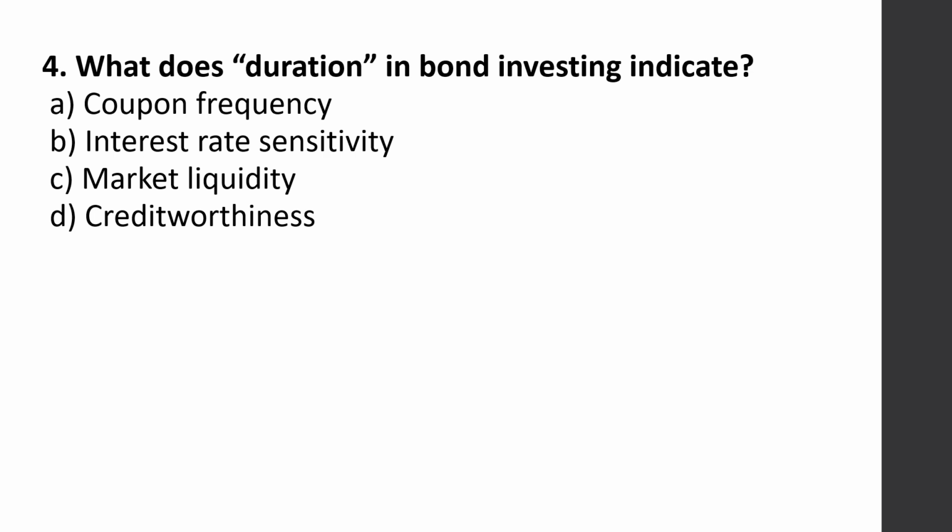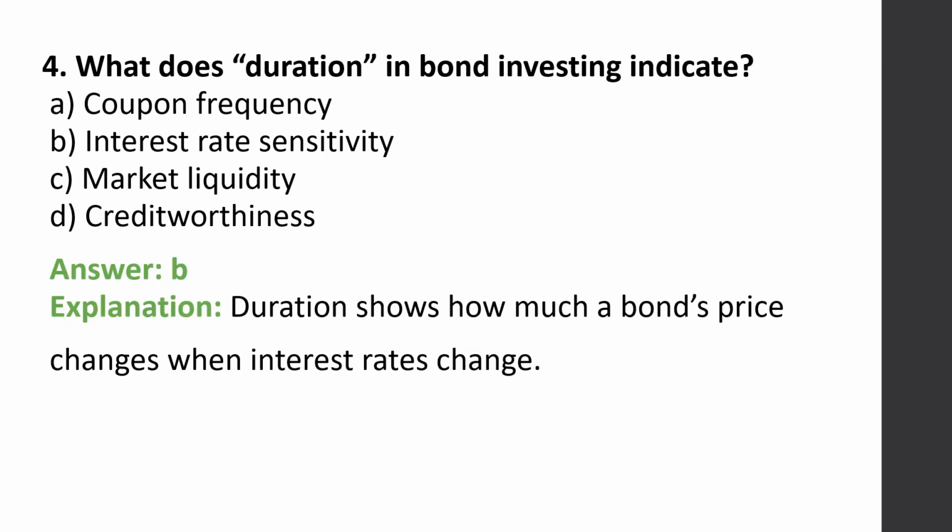Next question. What does duration in bond investing indicate? Option A. Coupon frequency. Option B. Interest rate sensitivity. Option C. Market liquidity. And option D. Credit worthiness. Correct answer is option B. Interest rate sensitivity. Duration shows how much a bond's price changes when interest rates change.